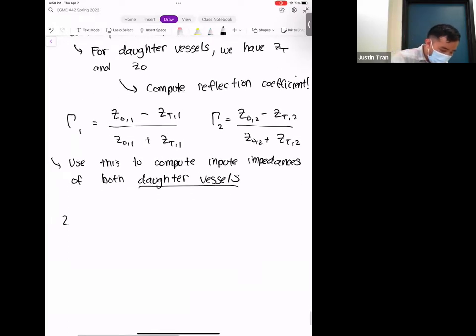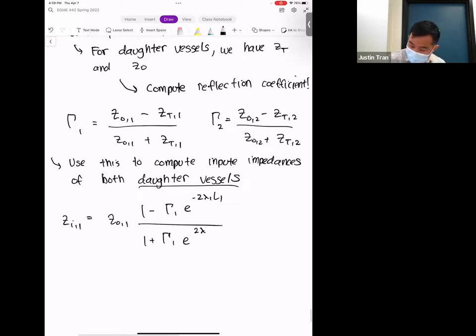So we'll say ZI1 is equal to ZO1 times 1 minus lambda 1 E to the minus 2 lambda 1 L1, divided by 1 plus lambda 1 E to the minus 2 lambda 1 L1. Okay, and same for vessel 2.